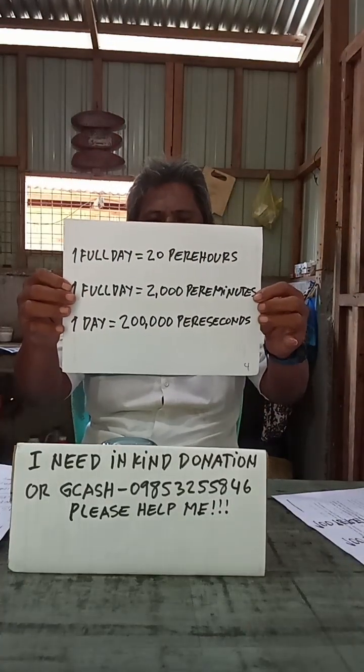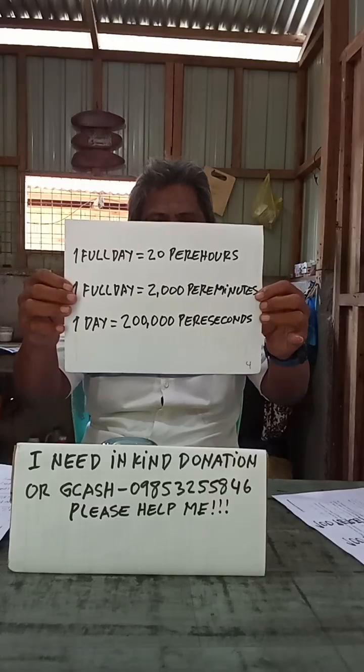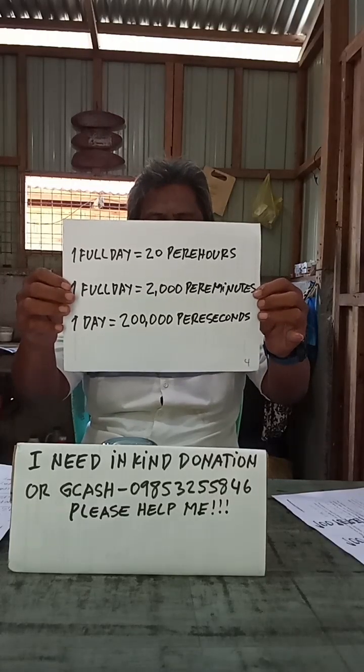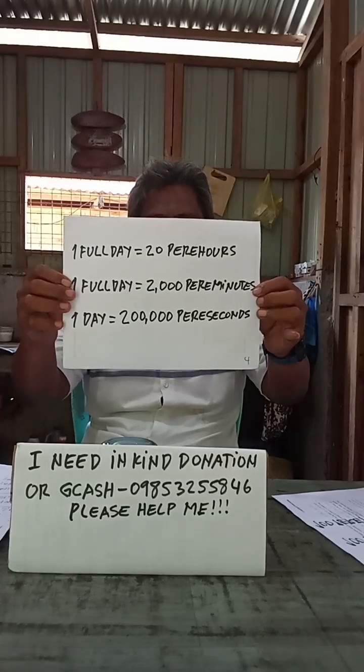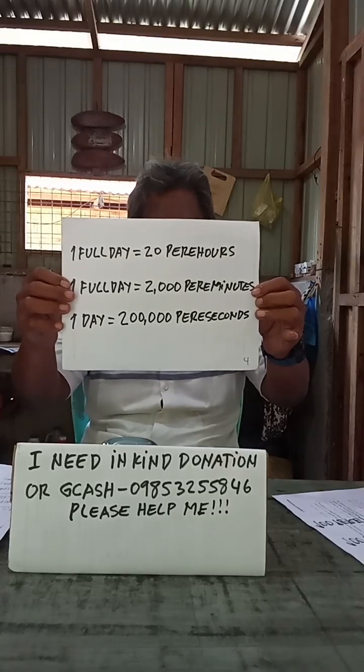Again, 1 full day, 20 per hours. 1 full day is 2,000 per minutes. And 1 full day is 200,000 per seconds.